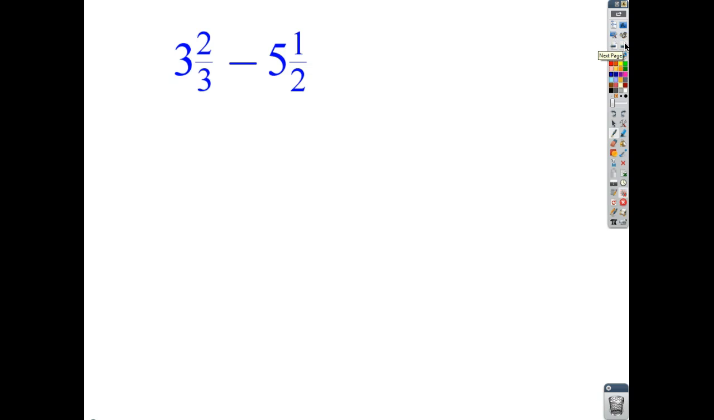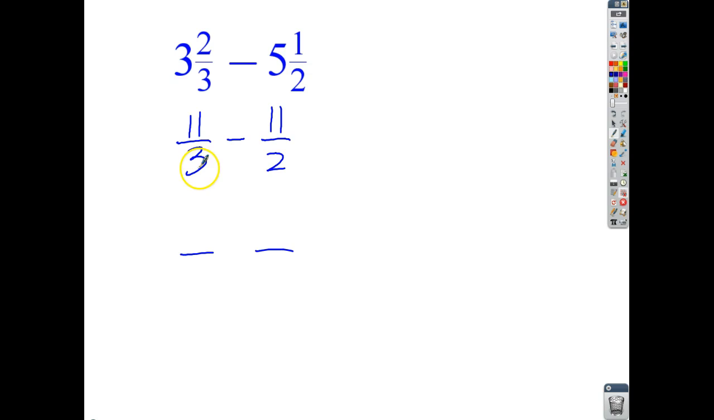3 2/3 minus 5 1/2. All right, so 3 cut into 3 pieces will be 9. 9 plus 2 is 11, so I'm going to end up with 11 thirds. And I'm removing or subtracting 5 1/2. 5 cut into halves is 10, plus 1 is 11 halves, okay? Now, I have the same number of pieces here, right? I have 11 pieces here, I have 11 pieces here, but these pieces are different sizes, okay? So I need to change them into the same size piece.